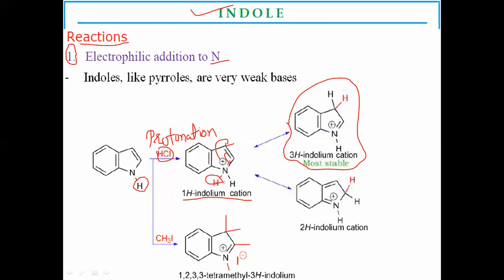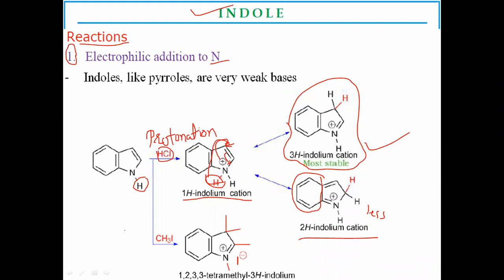Sorry, the proton is shifted towards the third position and forms the 3H-indolium cation, which is a more stable cation than 2H-indolium. In 2H-indolium, there is a disturbance with this benzene ring. So, this is less stable than this one, the 3H-indolium cation.